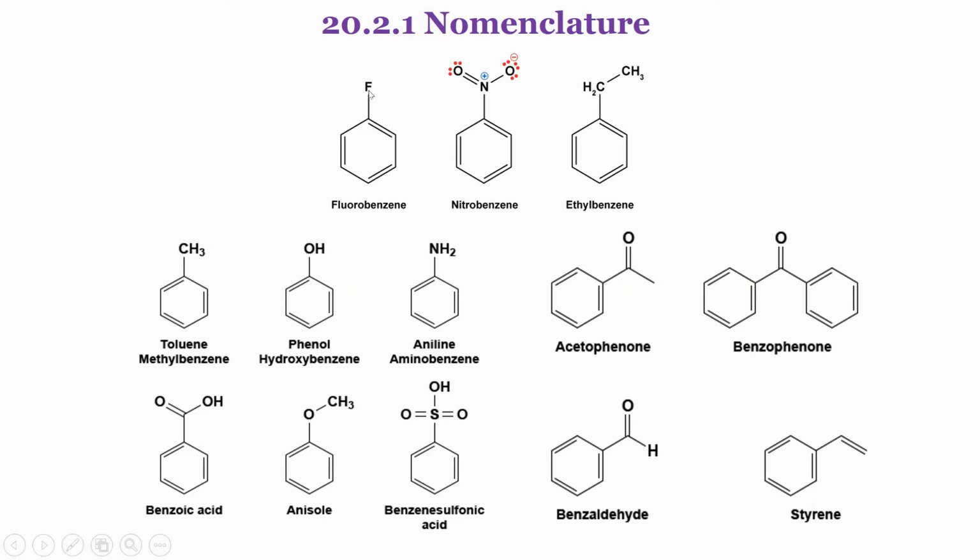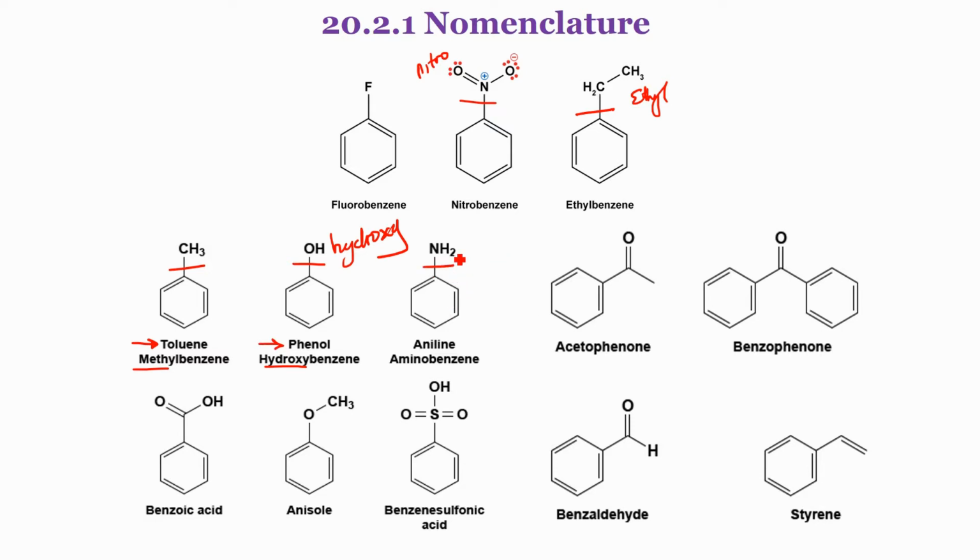Fluorobenzene, there's a fluorine on the benzene. Nitrobenzene, this is a nitro on the benzene. And then ethylbenzene, there's an ethyl on the benzene. This is supposed to be methylbenzene, but it's very commonly called toluene, the common name. This is supposed to be hydroxybenzene. This is a hydroxyl group, but we call it phenol.